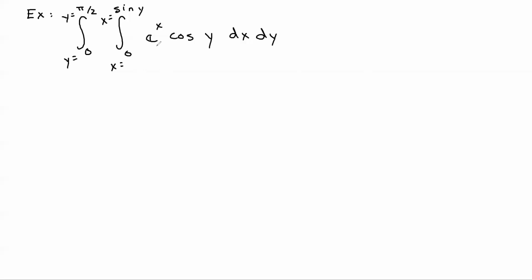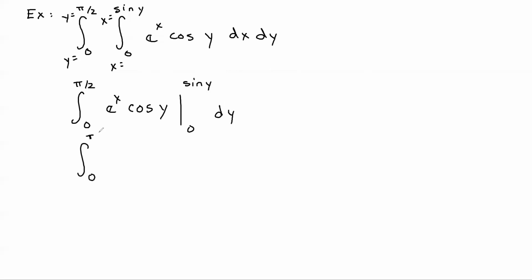Okay, so to go through and integrate this, when we're integrating with respect to x, we treat y as a constant. So this cosine y is just a constant. So the antiderivative of e to the x is just e to the x. And the cosine y just kind of goes along for the ride. And then we have 0 to sine y dy. You could plug that in. Sine y gets plugged in for x, and we get e to the sine y cosine y.